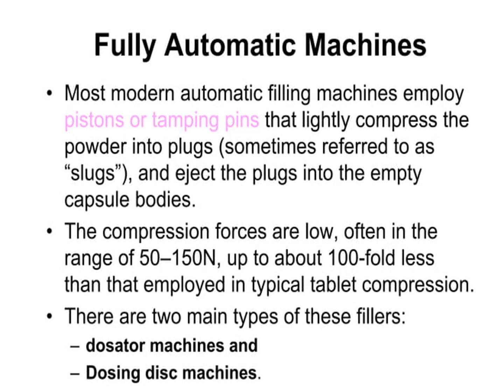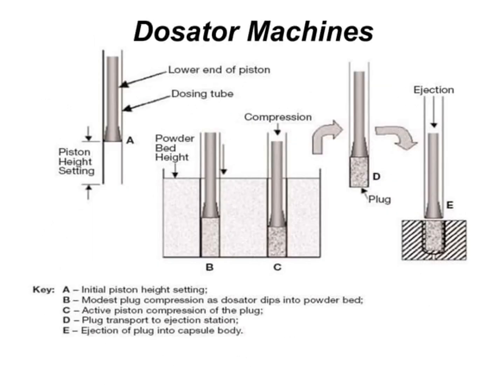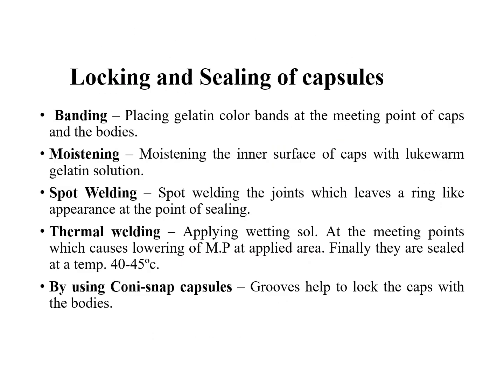The compression forces are low, often in the range of 50 to 150 Newton, up to about 100-fold less than that employed in typical tablet compression. There are two main types of these fillers, dosator machines and dosing disc machines. These are the diagrams of a dosing disc machine and dosator machines.